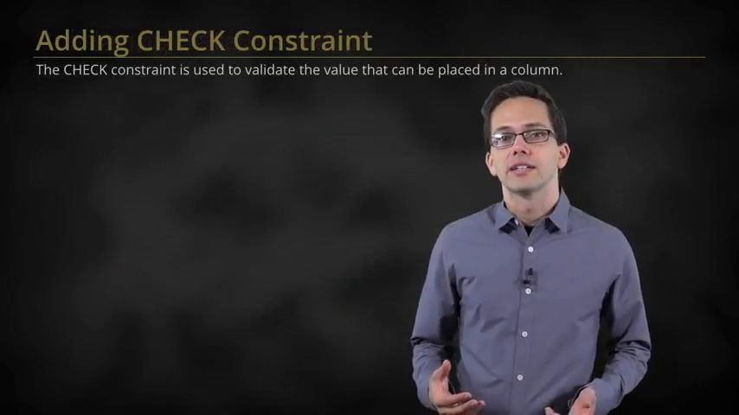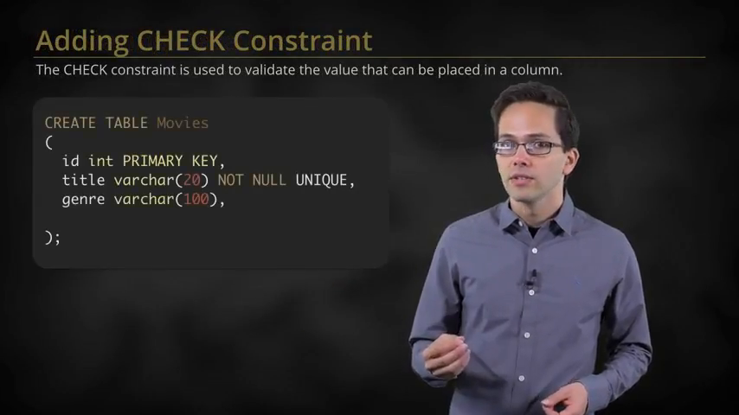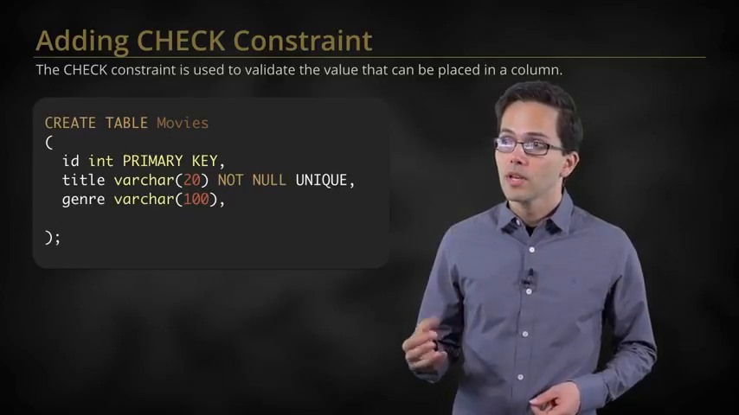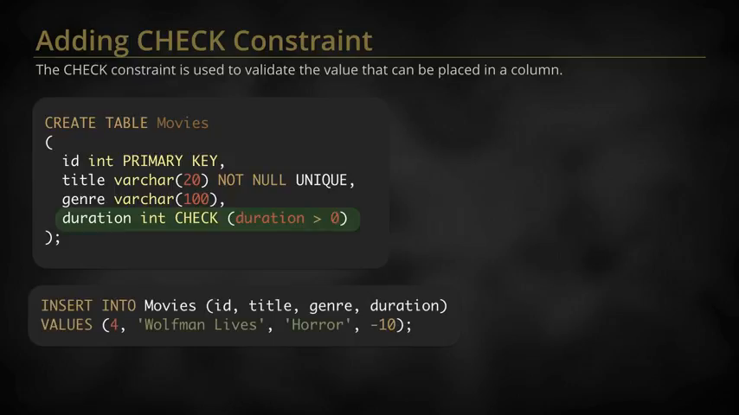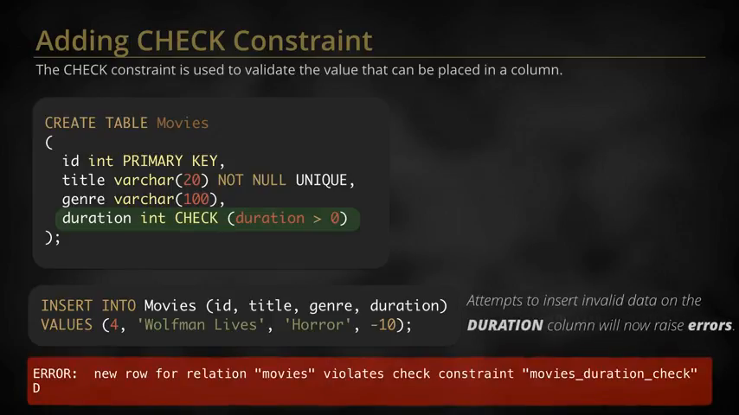The check constraint allows us to validate the value that can be placed in the column. So in this case, we can say check, that's the check constraint, duration greater than 0. And then if we go to insert a movie that has a duration that's negative, we'll get back this error saying that we violated the check constraint.